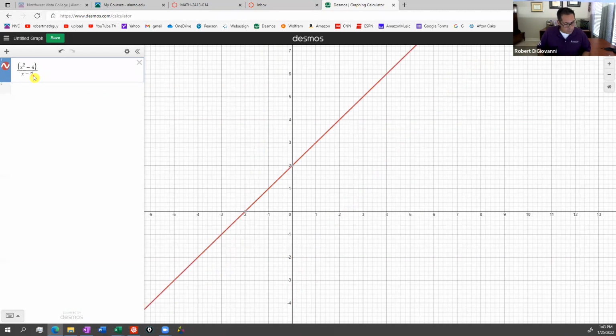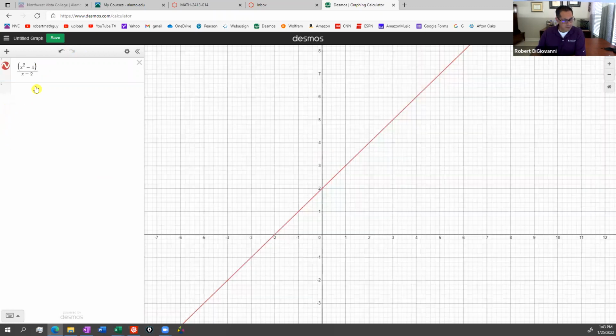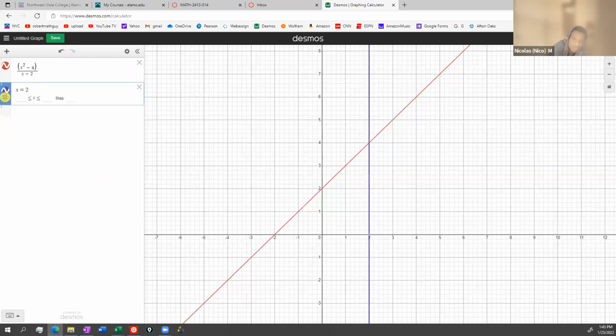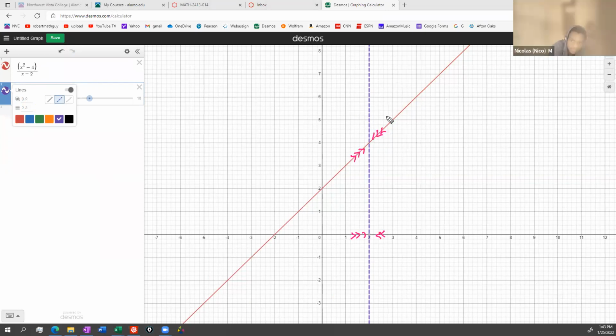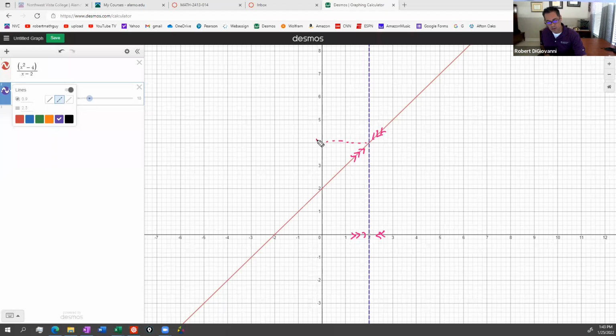There it is. There's the graph. Where were we approaching? 2, right? We were approaching 2. Okay, here's 2. Now check this out. If I approach 2 from the left or from the right, is the function headed somewhere? Yes. What does it look like it's headed towards? Toward 4. It looks like it's headed towards 4.